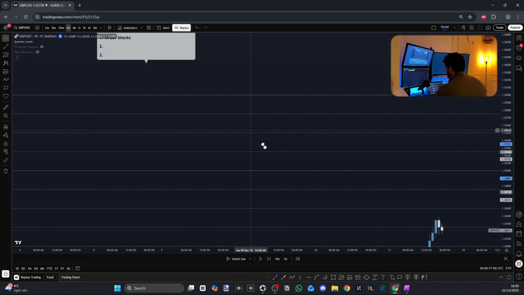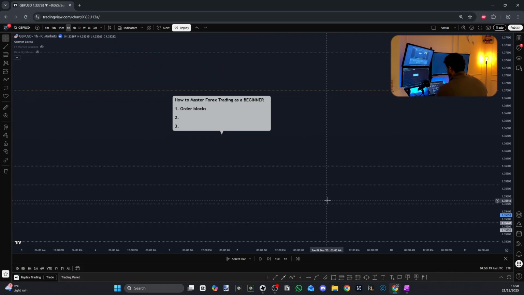If you guys want to know more about order blocks, I do have a dedicated video made about order blocks on my YouTube channel. If not, I'm sure there's a ton of information already on the internet which you can just search. Moving on, concept number two, the Fibonacci retracement. I'll just call it Fib here.